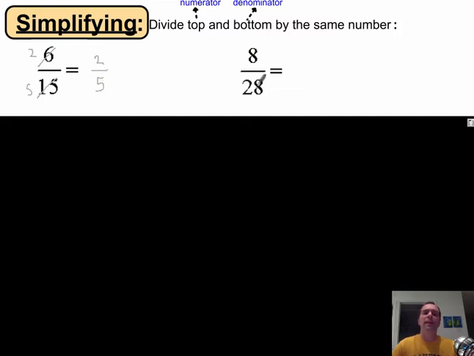What about 8 and 28? They cannot be both divided by 8, but they can be divided by 4. So if I divide this by 4, this is equal to 2, and 28 divided by 4 is 7. Therefore, this is equal to 2 over 7. That's how you simplify a fraction.